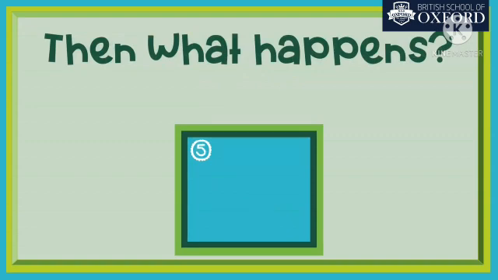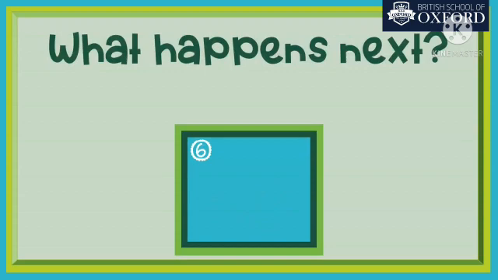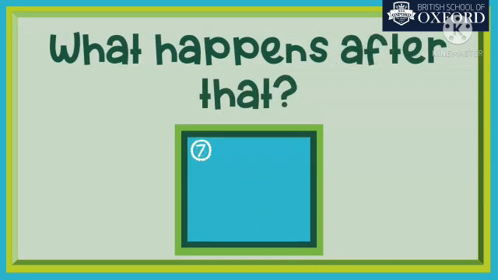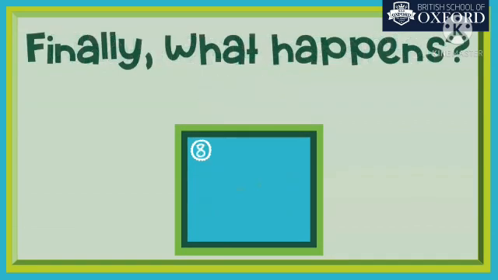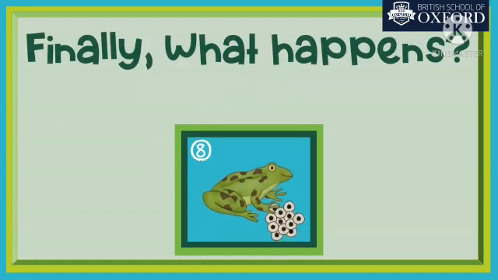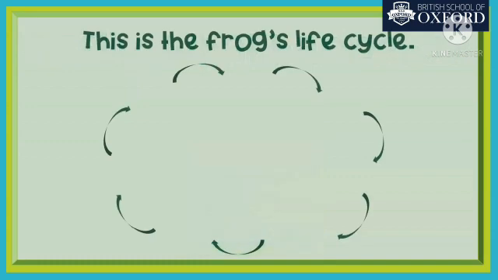Then what happens? The tadpole gets bigger and bigger. It can now live on land. What happens next? It loses its tail. What happens after that? The tadpole becomes a fully grown adult frog. Finally, what happens? The frog lays eggs so that the life cycle can start again. This is the frog's life cycle.